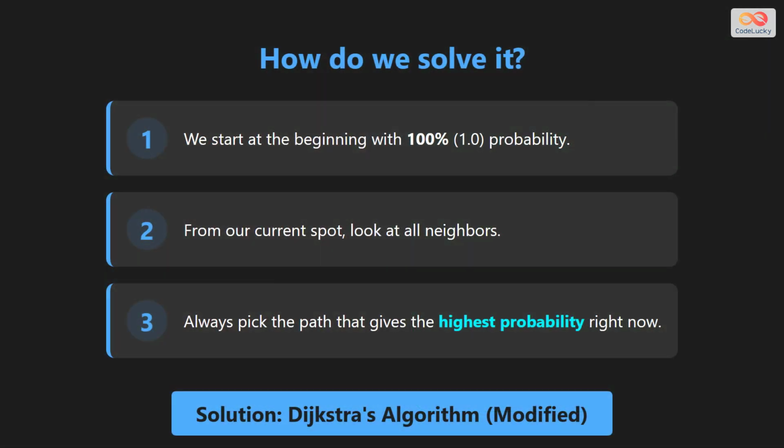So, how do we solve it? We can use a greedy approach. We start at the beginning with a probability of 100%. At every step, we look at all possible next moves and always choose the one that gives us the highest current probability. This sounds exactly like Dijkstra's algorithm.